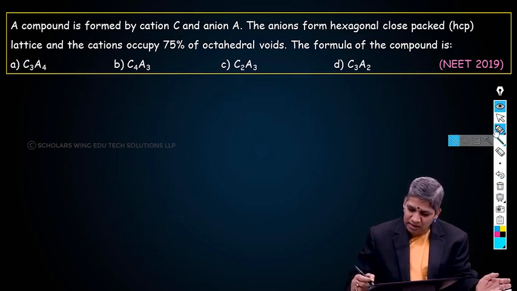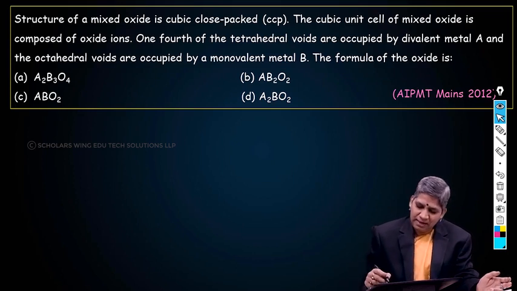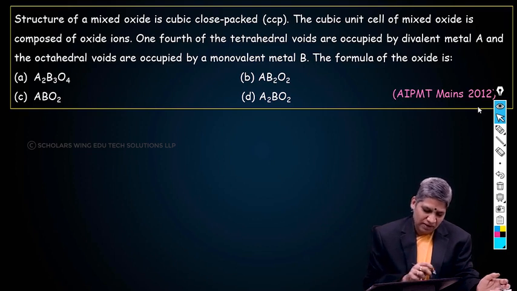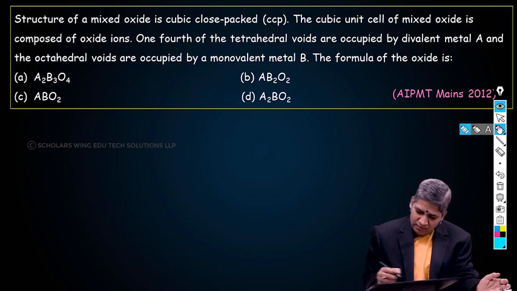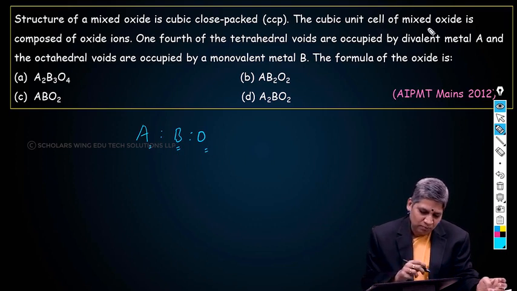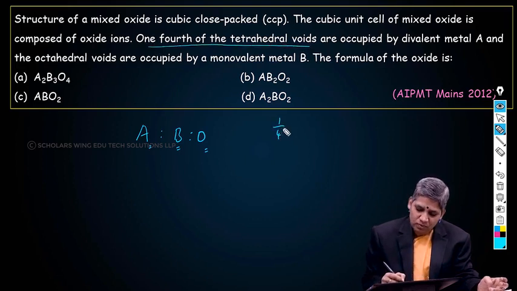The next question, shall we take up? This is from AIPMT Mains 2012, and the question reads, it's a big question. Structure of a mixed oxide is cubic close packed, CCP. Mixed oxide is actually made up of A, B, and O. So we have A is to B is to O. We need to find the number of A, B, and O atoms. For that, we need to look at the data. The cubic unit cell of mixed oxide is composed of oxide ions. 1/4 of the tetrahedral voids, here is the data, 1/4 of TV are occupied by divalent metal ions.